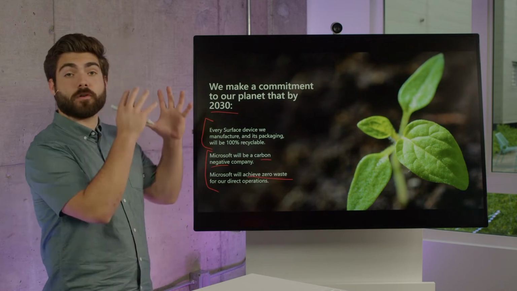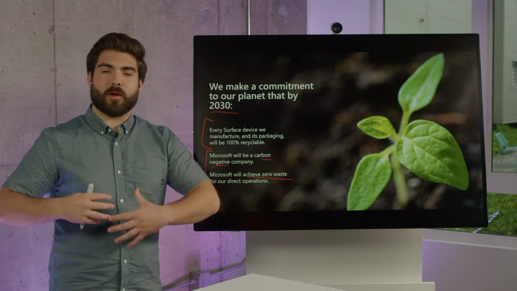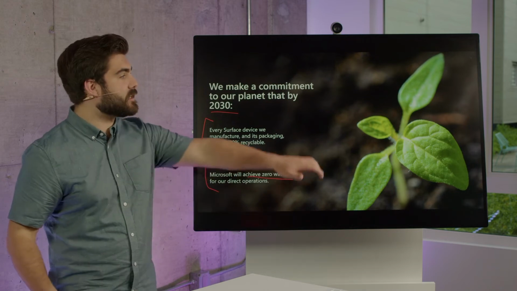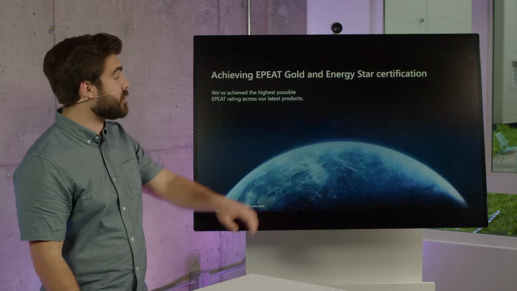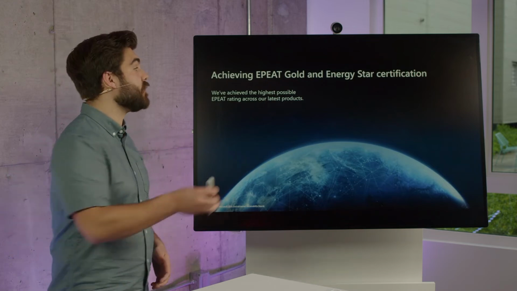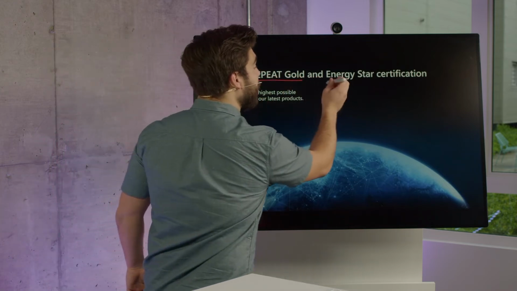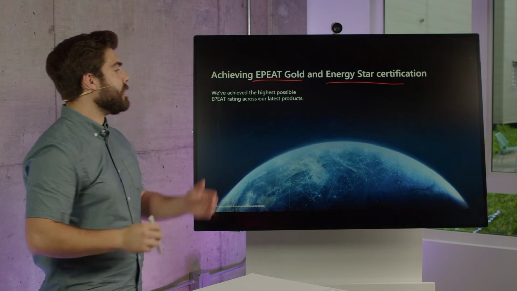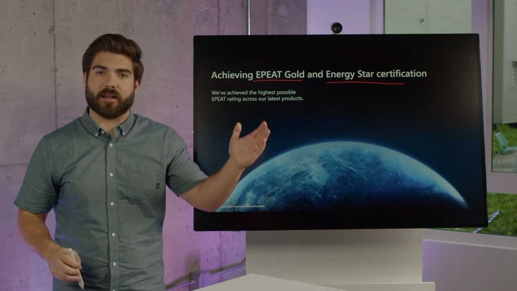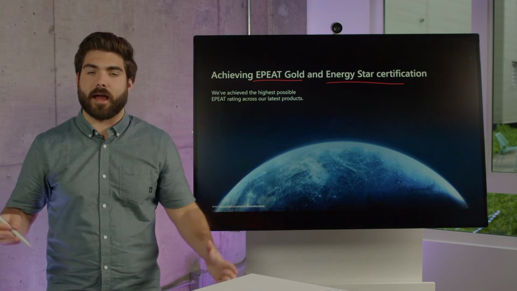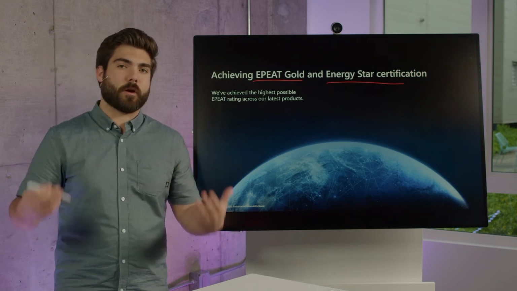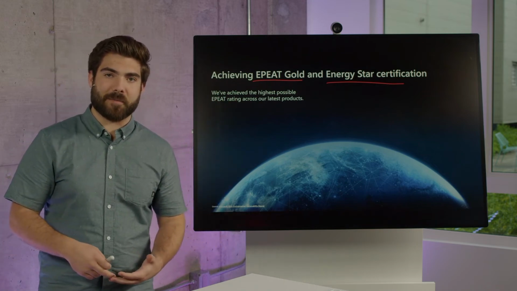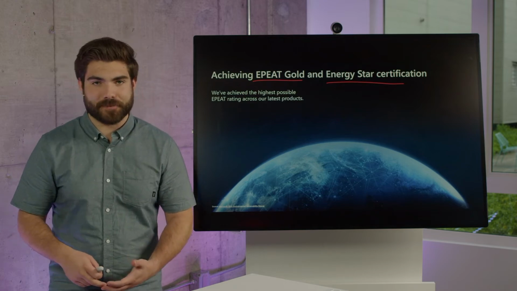And these are the goals for 2030, but that doesn't mean we haven't already begun to see some major improvements and some major results from our environmental commitments. In fact, we have achieved EPEAT Gold and Energy Star level certification. This is the highest possible EPEAT rating available. This is across the latest line of Surface products, and that Energy Star certification as well. So we are already seeing these results when it comes to our environmental commitments.